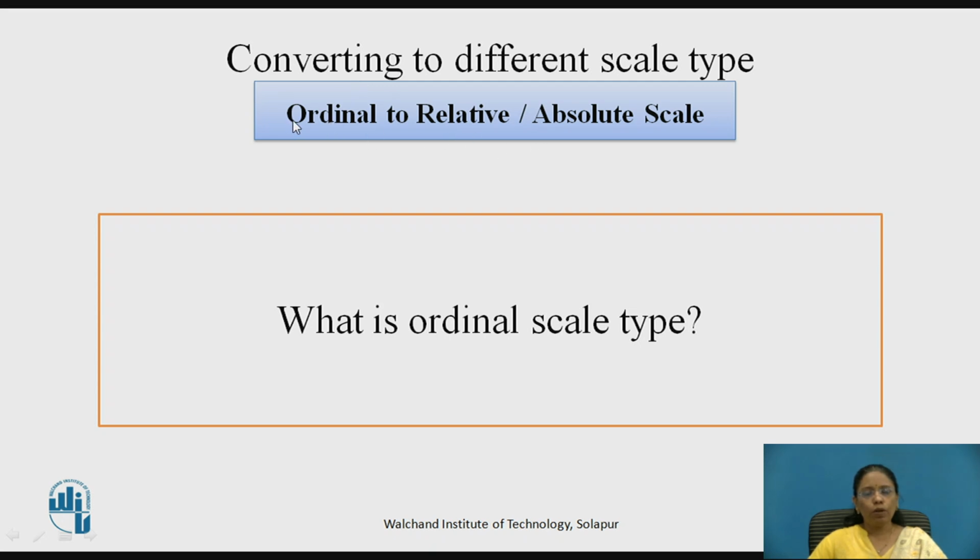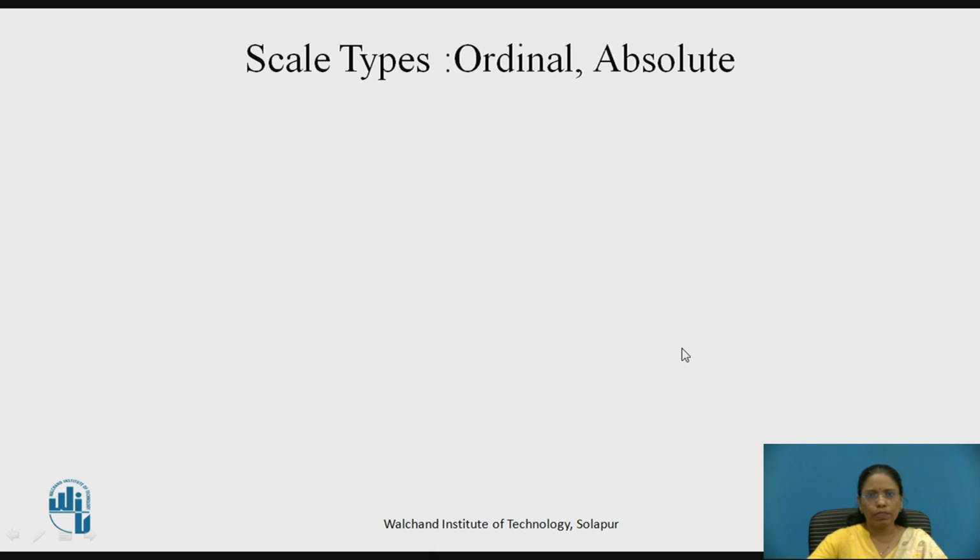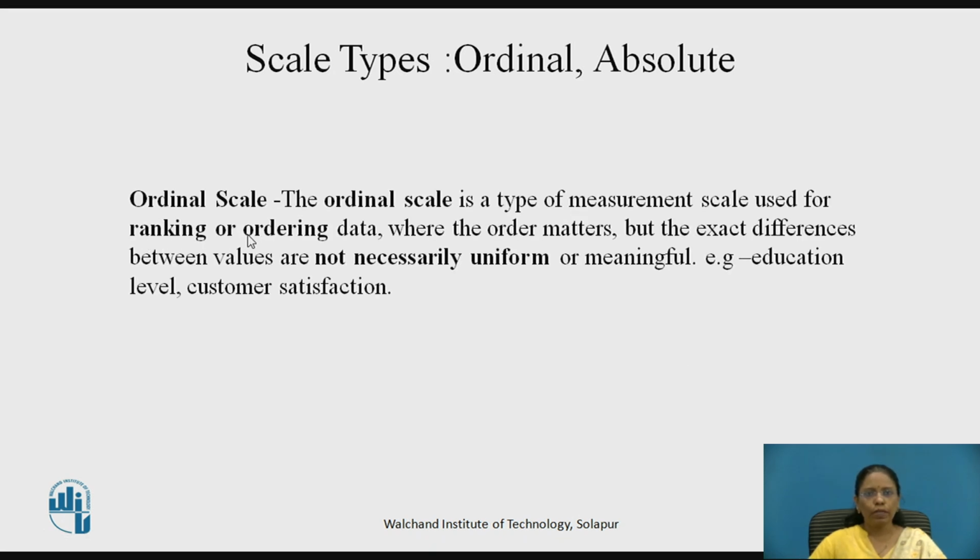Now we try to convert ordinal to relative or absolute scale. How can one convert ordinal to relative or absolute scale? What is ordinal scale type? Let us look. What is ordinal? It is for ranking or ordering of data where order matters. But the exact differences between the values are not necessarily uniform or meaningful.